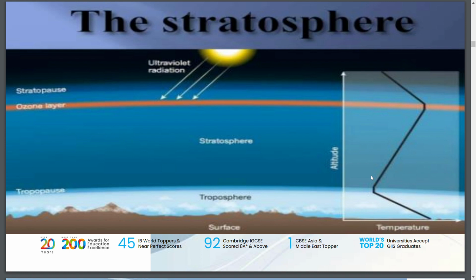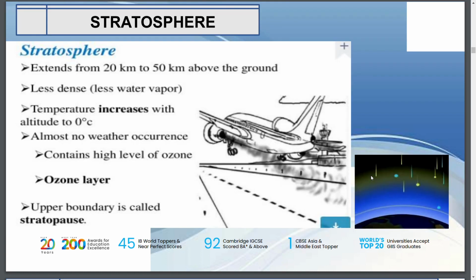Now the stratosphere, as you can see here in the picture, has the ozone layer. It protects us from UV rays, which is ultraviolet radiation. This is the altitude here, as you can see. The stratosphere extends from 20 to 50 kilometers above the ground. It is less dense with less water vapor. The temperature increases with altitude up to 0 degrees Celsius. There is almost no weather occurrence, and it contains a high level of ozone. The upper boundary is called the stratopause.